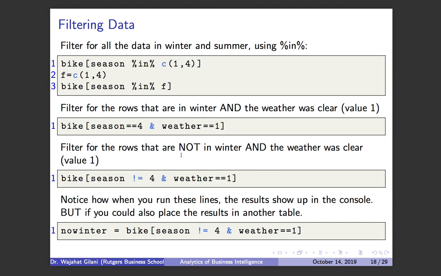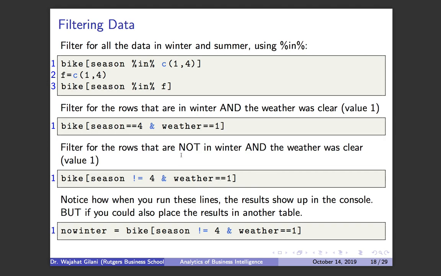Because now we want both conditions. We want all the rows that were in the winter, the season, winter time, right? But the weather was great. It was clear. Okay. This is why we used and, because both conditions must be true. It's not that just one condition is true or the other one. It's not like, oh, if the value 4 is in season, we're good to go, or the value 1 is in weather, we're good to go. No, both values must be true.